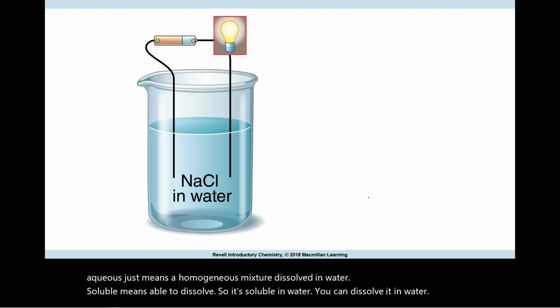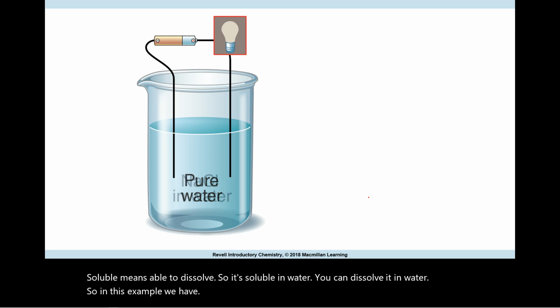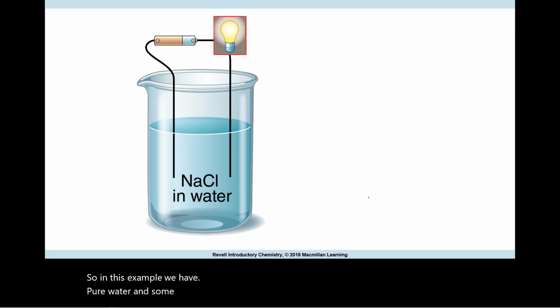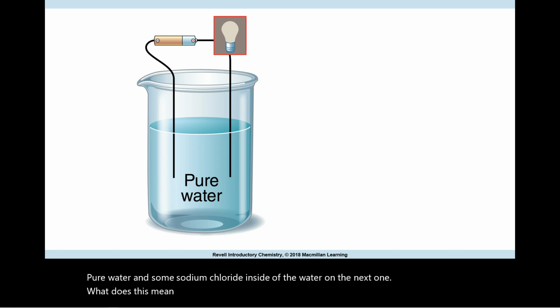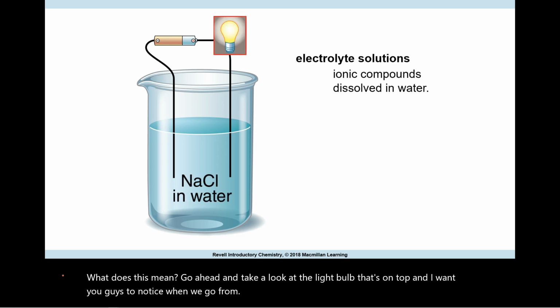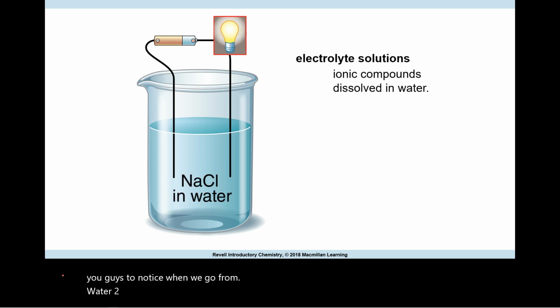So in this example, we have pure water and then some sodium chloride inside the water on the next one. What does this mean? Go ahead and take a look at the light bulb on top. I want you to notice what happens when we go from water to sodium chloride. Remember, sodium chloride is an ionic compound, and ionic compounds conduct electricity. They form an electrolyte solution, and this electrolyte solution conducts electricity. That's why the light bulb is able to turn on.